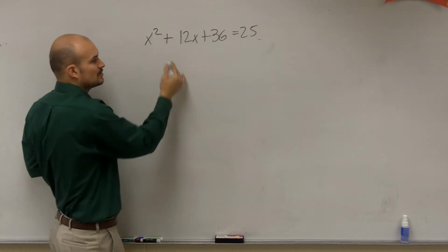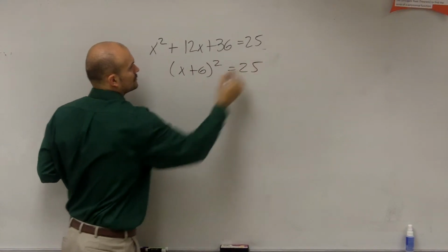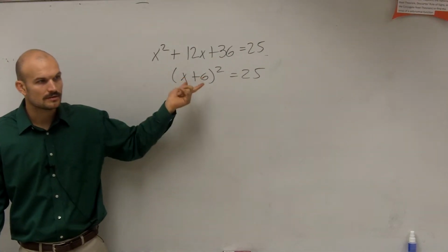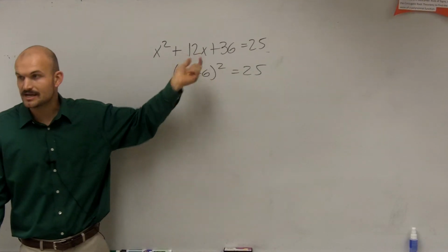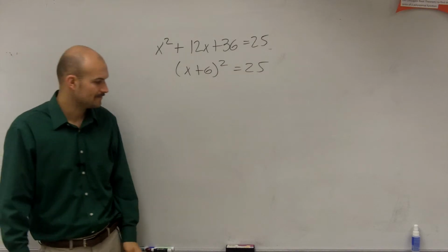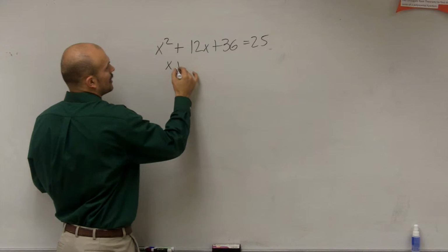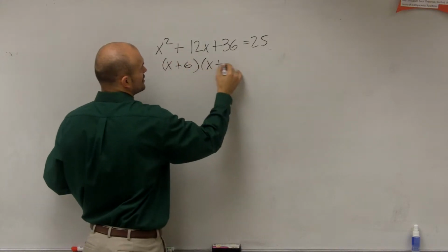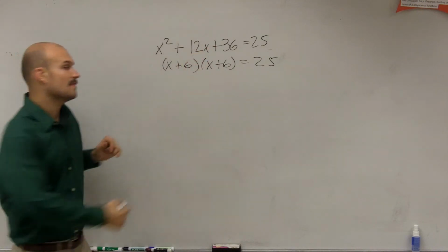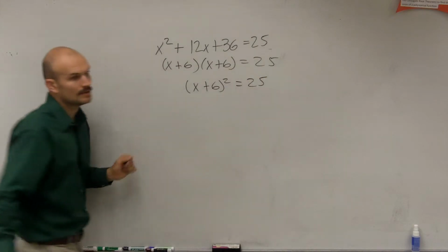This is what we call a perfect square trinomial, because we can simply write it like this. It's x plus 6 times x plus 6, where 6 is the two factors, so you can write that as x plus 6 squared. Let me factor it out so you can see this. x plus 6 times x plus 6 equals 25. Then I rewrite it as x plus 6 squared equals 25.